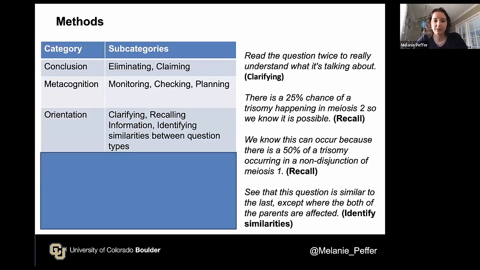Our next category is orienting. If you think of somebody who's orienting themselves on a map, they are recalling information. If we're using our map example, okay, where am I in relation to something else? Or what do I know about where I am? For example, this student is recalling by saying, you know what, I remember from class that there's only a 25% chance of this happening. They could identify similarities between question types. So this question is similar to the last. Similar to if you're trying to navigate around, you might say, oh, this looks like where I was before. And also clarifying information. So this is a student saying, I'm going to read the question again, make sure I've got it.